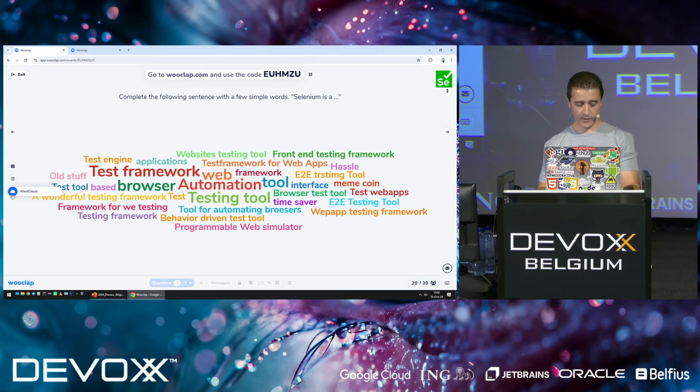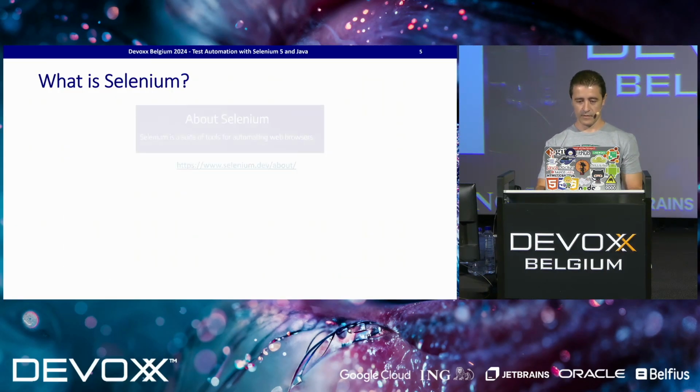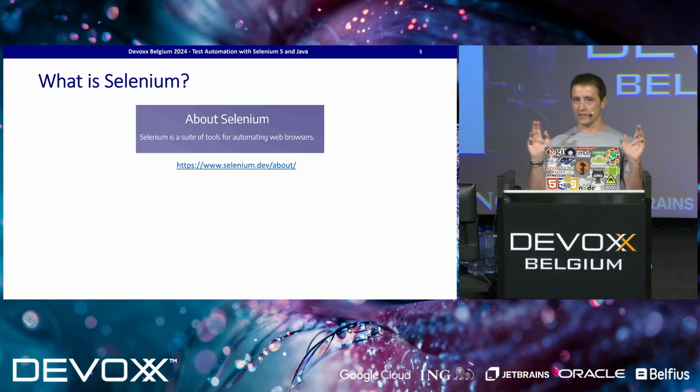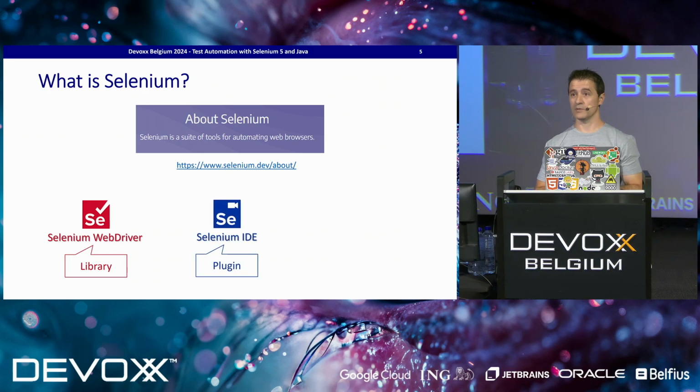So let's continue with discovering the official definition, let's say, on the Selenium web page. Selenium is a suite of tools for automating web browsers. And these tools are, on the one hand, Selenium WebDriver, which is a library for automating web browsers. Then we have IDE, which is a browser plugin which implements the record and playback mechanism. And then we have Selenium Grid, which is an infrastructure which provides remote browsers for Selenium WebDriver.